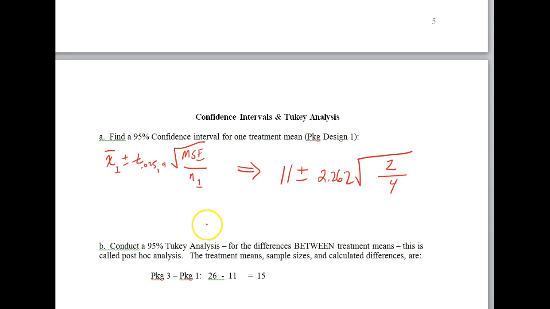So if we run through these numbers, we get an interval that looks like 9.4 to 12.6. So that's that.